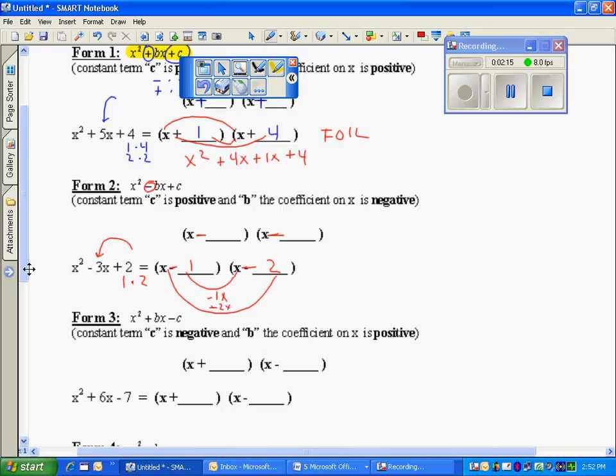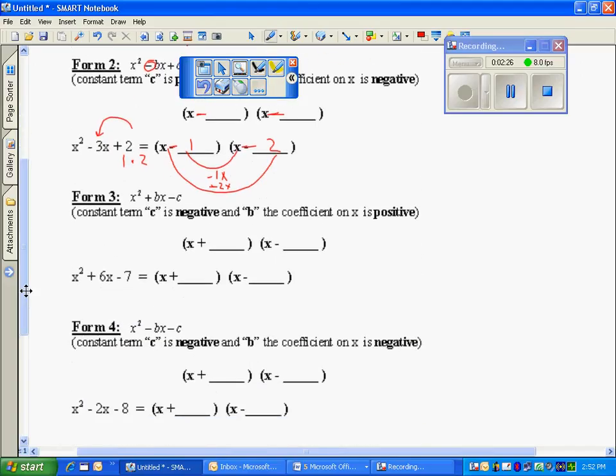So you need to think of this kind of as a puzzle. We want things in factored form, so we can use our zero product property to find the solutions, which are known as the roots or the x-intercepts.